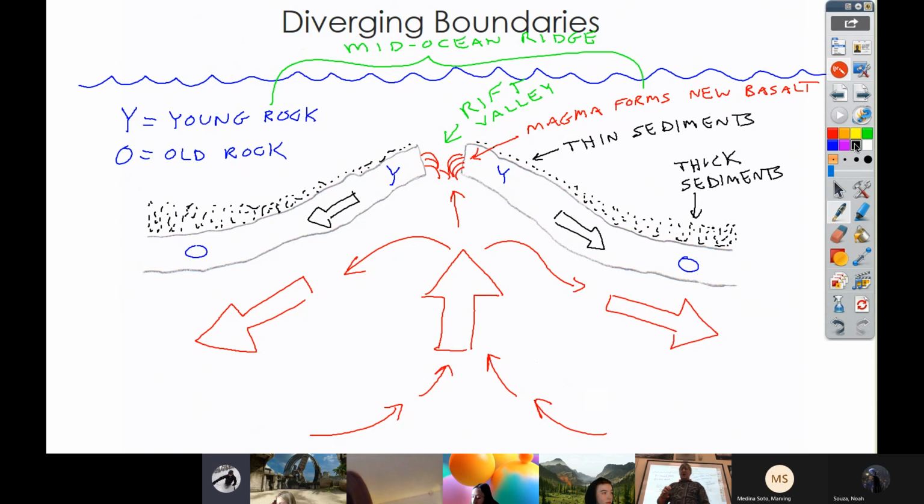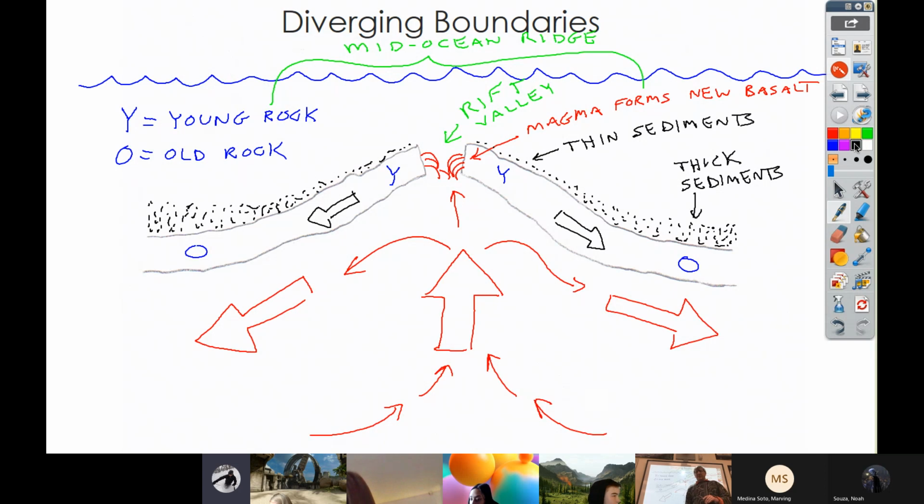All of these things combined suggest that the new magma is coming up from the mantle, being hardened into rock in the Rift Valley, and then it's ripped in half.